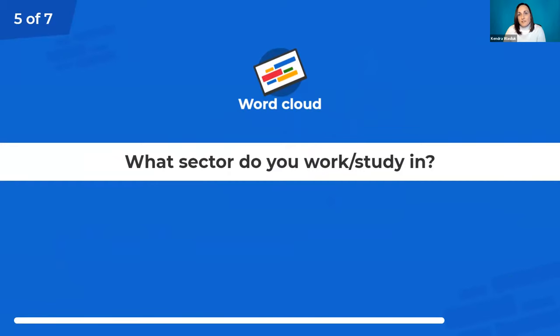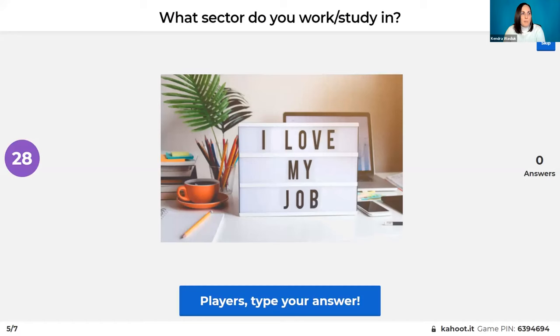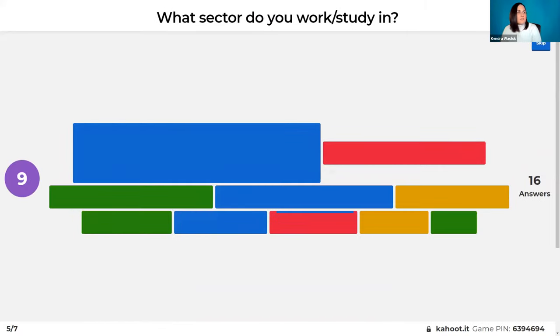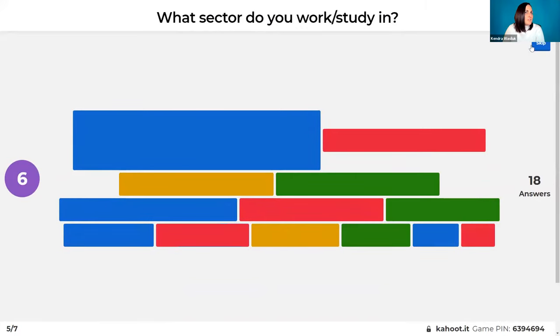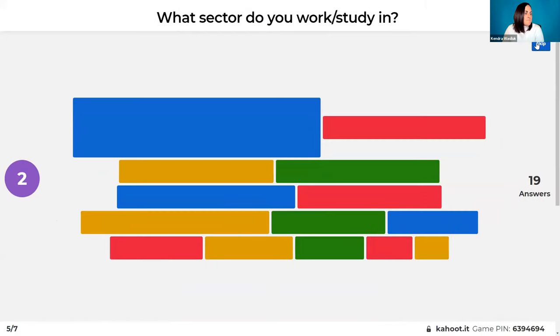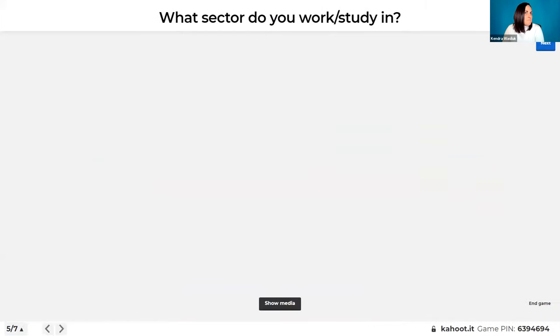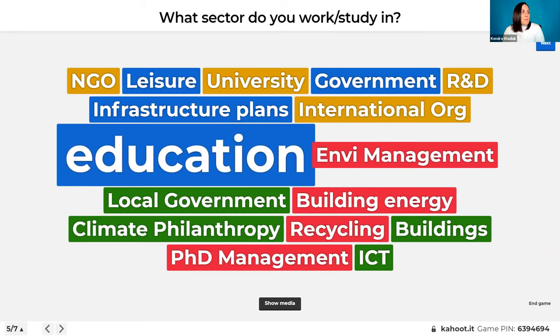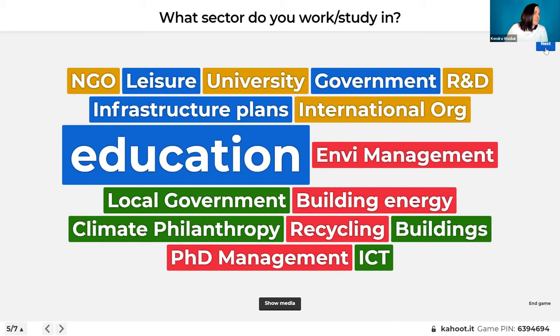Word cloud. We're keen to know what sector you come from. So which sector do you work or study in? Oh, got some Honolulu, Madrid. I'd like to be in Honolulu right now. In the chat, we've got national government, the water sector. City, leisure, university, government. I'm keen to know what the big blue one's going to be. Education, lots of academics. Awesome. We've got recycling, buildings, someone doing a PhD, congratulations, climate philanthropy, brilliant. Two more, next one's trivia, I believe.